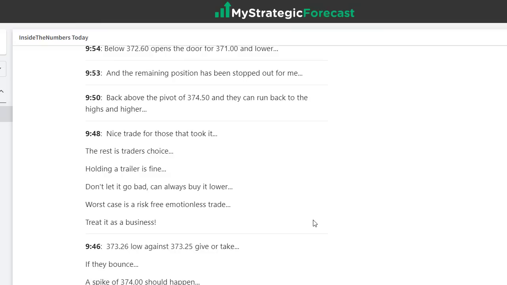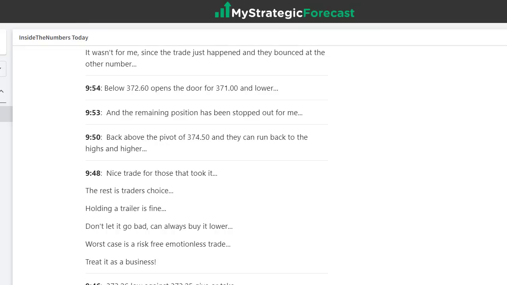Nice trade for those that took it. The rest is trader's choice. Holding a trailer is fine, but don't let it go bad. Remember, there's a teaching thing going on in here. Not only are we teaching about the numbers and the patterns and the charts, but we're also teaching the trading, the psychology, how to manage a trade, why not to let it go bad on you, how to turn it into a risk-free, emotionless trade. Worst case is a risk-free, emotionless trade. We treat this as a business.